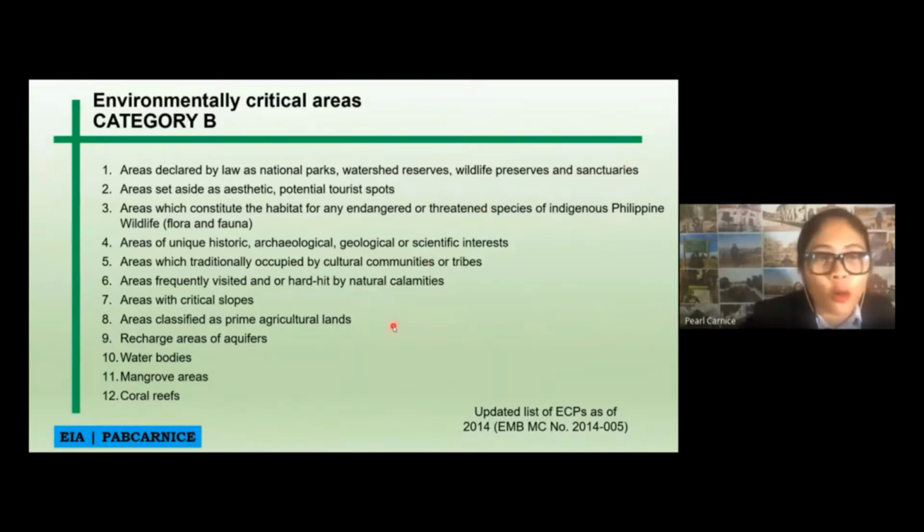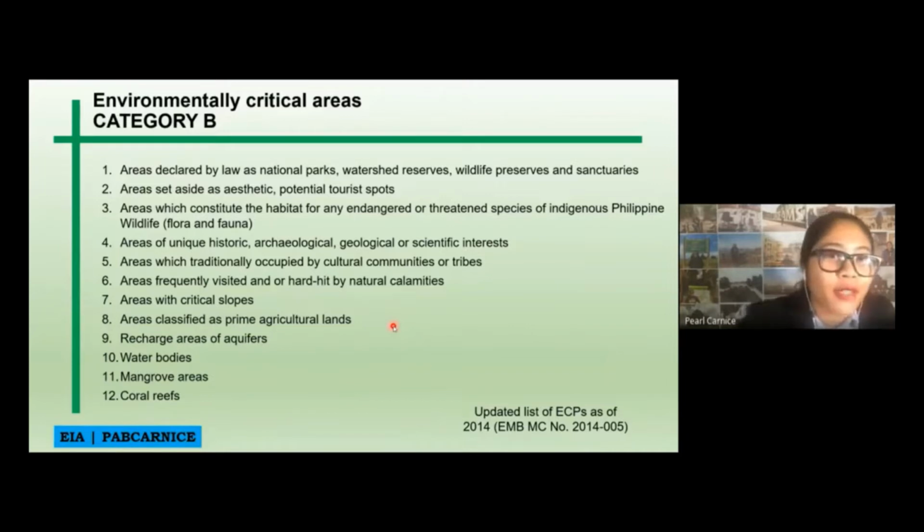Next is areas with critical slopes. Because of course we all know that, if you are going to make a project in critical areas and critical slopes, you will be needing engineers. Engineers know about this. You have to secure your foundation and all other things that you have to secure, and definitely there is a tendency that you will have an impact on the ecosystem or on the area itself. If the slope is high enough, therefore you have to secure an ECC.